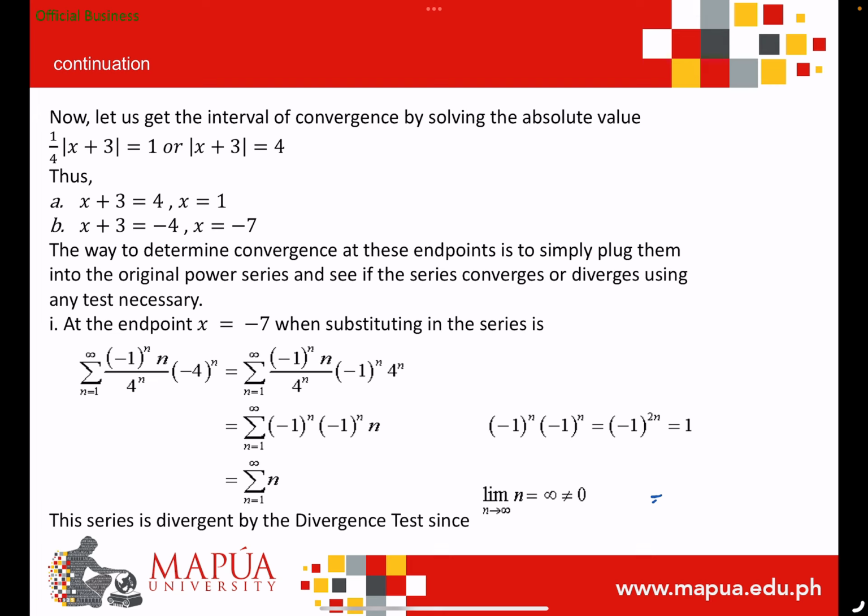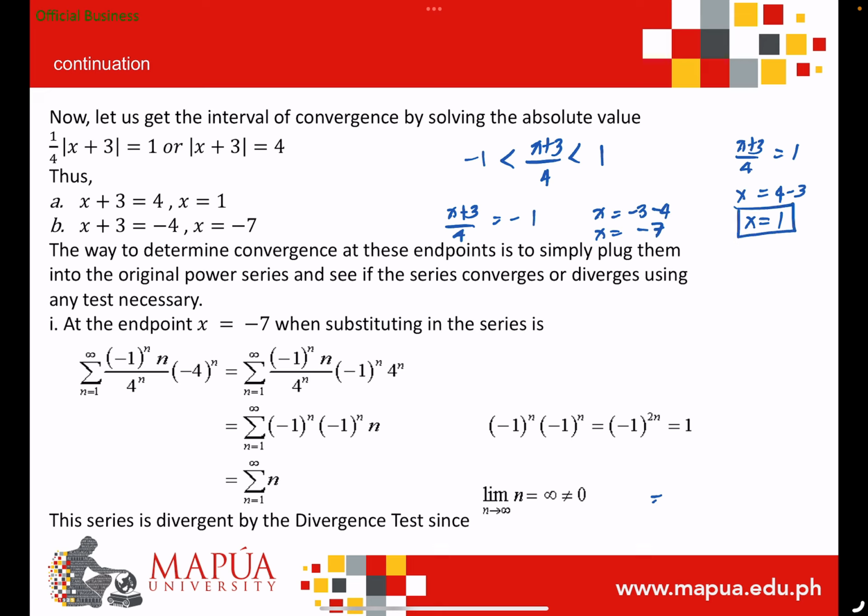So to get the interval of convergence, we have (x + 3)/4 between -1 and +1. So we have (x + 3)/4 equal to -1, so x is equal to -3 minus 4, x equals -7. While for (x + 3)/4 equal to 1, x is equal to 4 minus 3, so x is 1. So we have from -7 to +1 centered at -3.